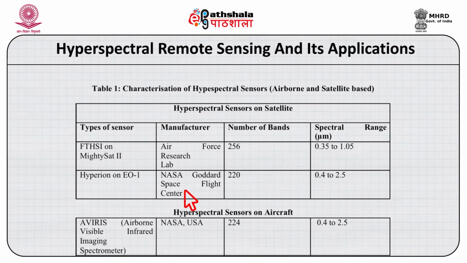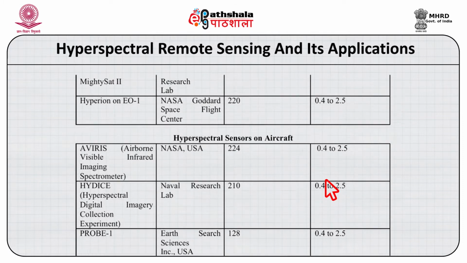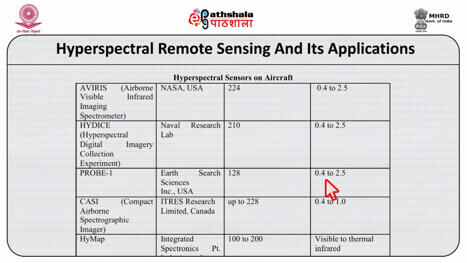Manufacturer is NASA. These two sensors have spectral bands of 256 for FTHSI and Hyperion has 220 spectral bands. Imagine. And the best part is that if you see the spectral region of Hyperion data, its spectral range is 0.4 to 2.5 micrometer. So narrow band, but number of bands is 220. Similarly, there are hyperspectral sensors on aircraft, not only satellite, that are not so commonly used because once we have the Hyperion data, we are not using those that much.